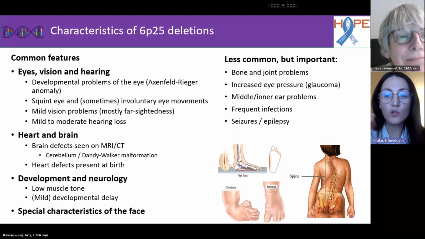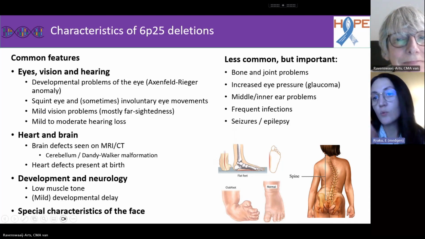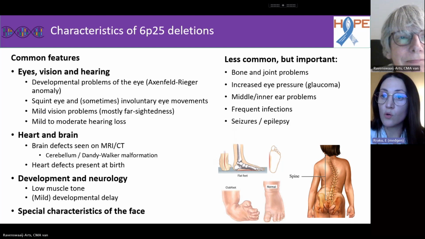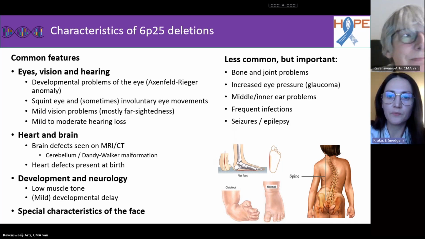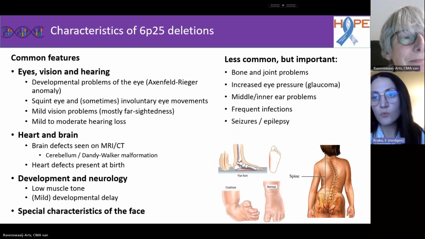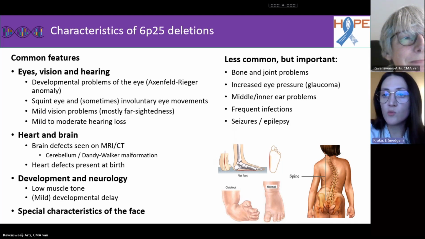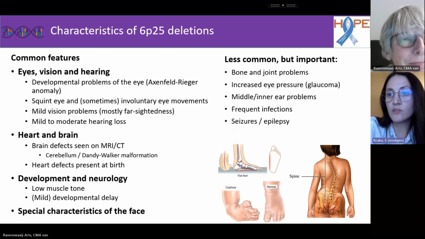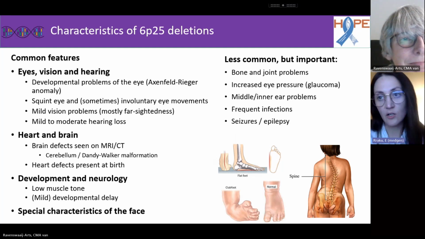About a third of patients also had an increased eye pressure, what we call glaucoma, and this was almost always a consequence of the Axenfeld Rieger anomaly, which is known to cause an increased eye pressure. In some children, the middle and inner ear was not formed properly, and all these children also had hearing loss, but we could not find a pattern between the presence of these problems and how severe the hearing loss would be. So we cannot say that if a child has an abnormal middle or inner ear, he or she will have more severe hearing loss.